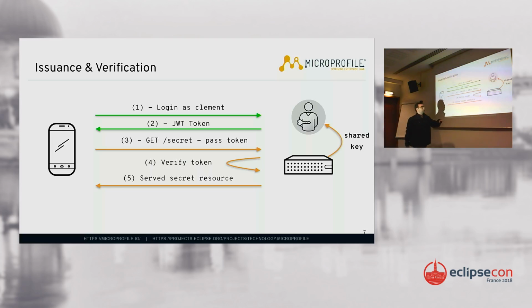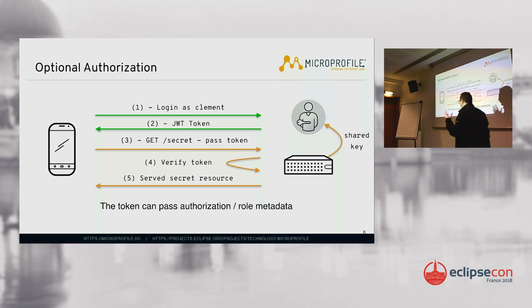So then you get the shared key here, you receive a token and can verify it. How do we verify it? It's just a cryptographic hash. So we just check if it's valid or not. As the JSON content can be extensible, it's not only your username that you can pass. You can pass a lot of different things, and you can pass authorization and role metadata.